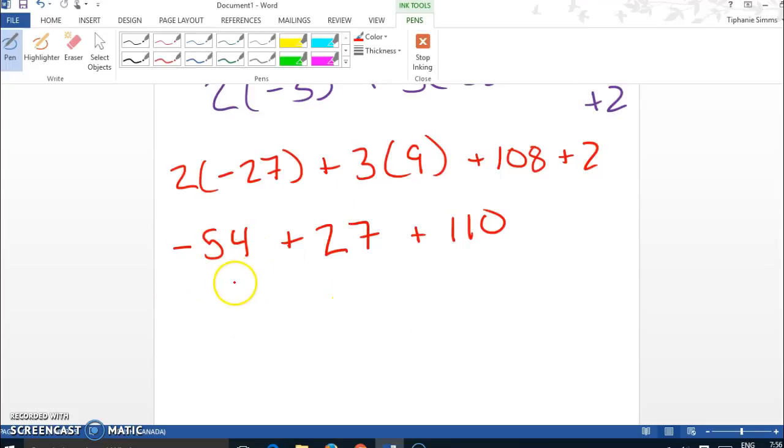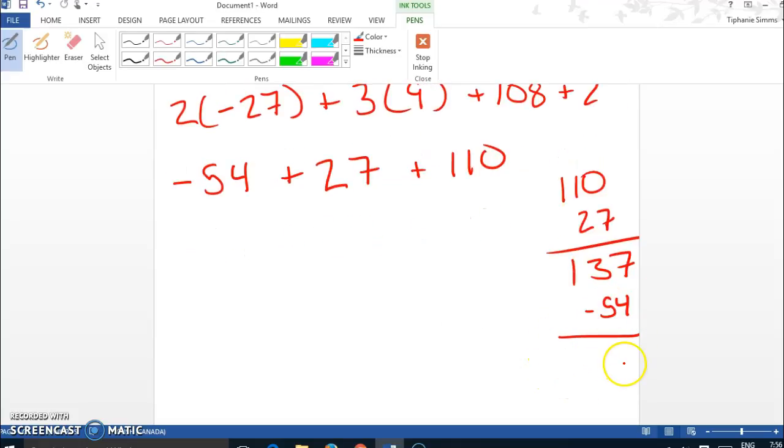Now we'll keep going. We have -54 plus 27 plus 110. Well, I'll do these two first. We got 110 and 27. That's going to be 137, and then we'll just take 54 away from that. I'm doing it old school, buddy. No calculator on me. So I apologize for that. That's going to be 83.